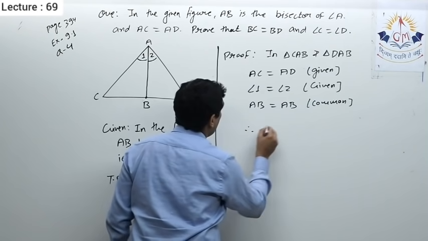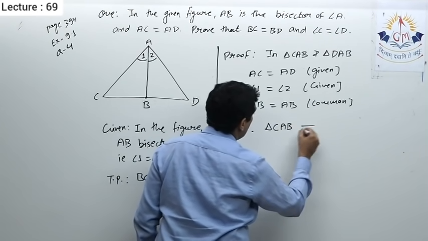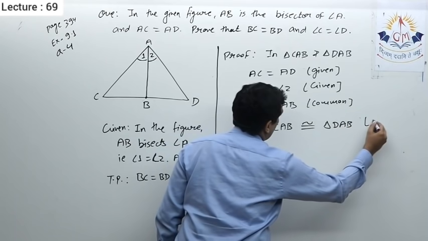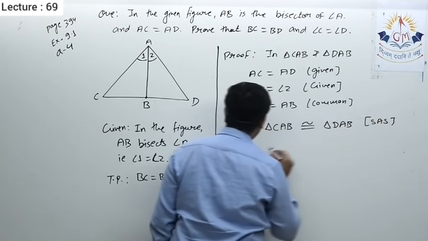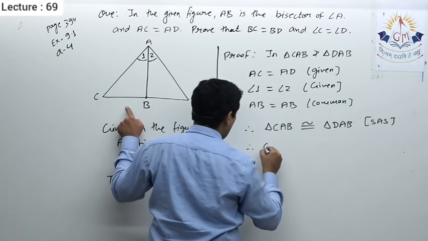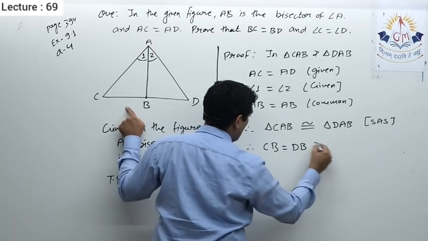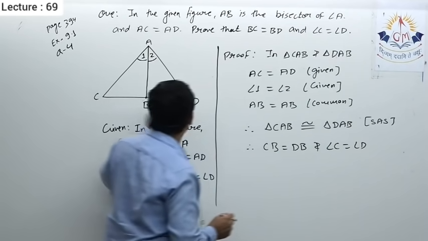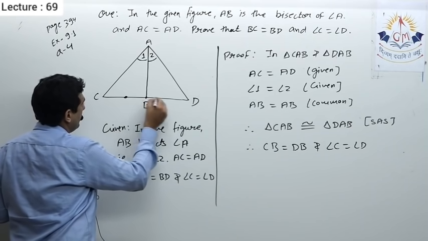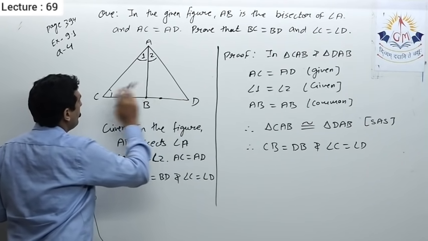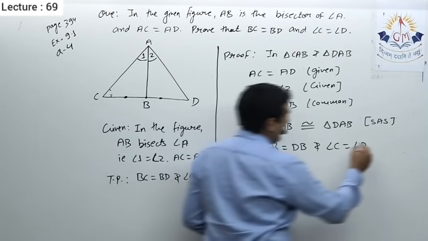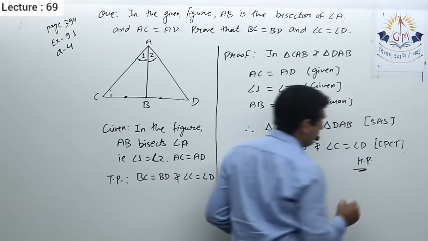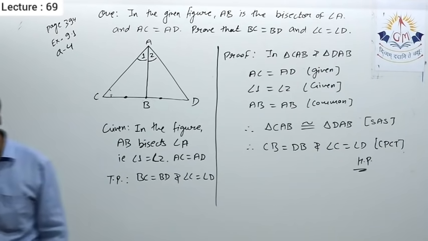So here I can say triangle CAB is congruent to triangle DAB by side angle side, and hence I can say CB is equal to DB and angle C is equal to angle D. As these two triangles are congruent, their corresponding parts, that is CB equal to DB and angle C equal to angle D, by CPCT. Hence proved. So note it down, then we'll see the next question.